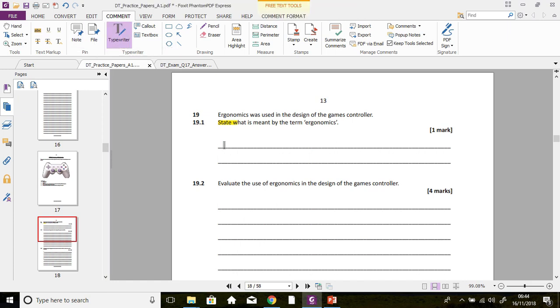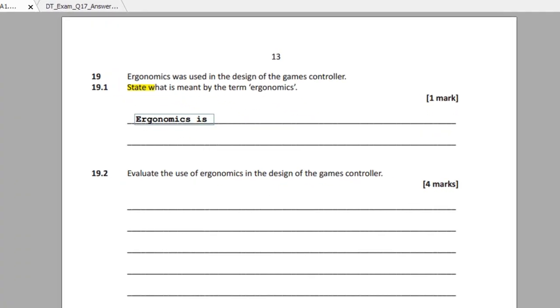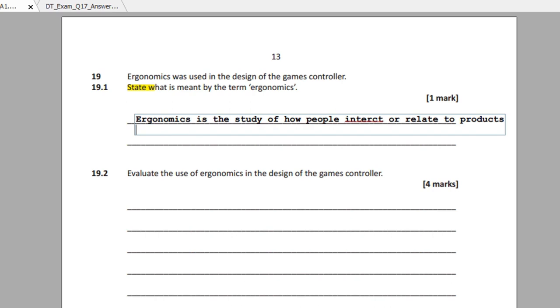So I will start by saying ergonomics is, okay, the study of how people interact or relate to products, systems, and their working environment.